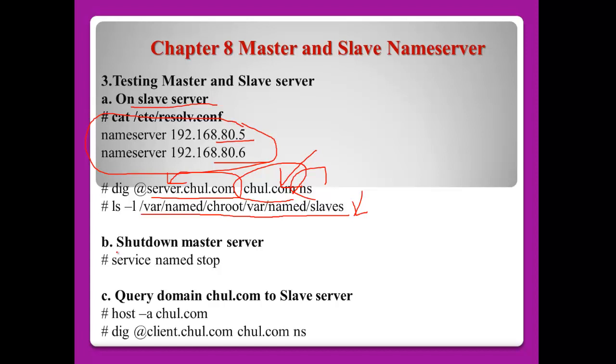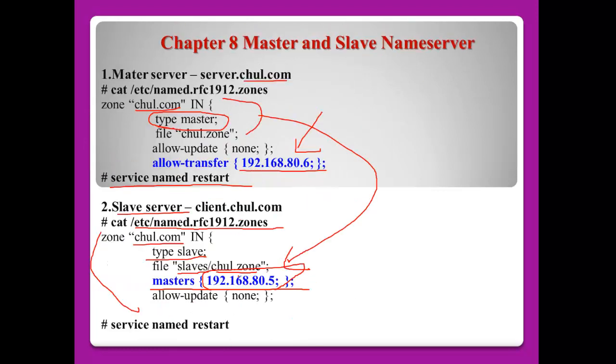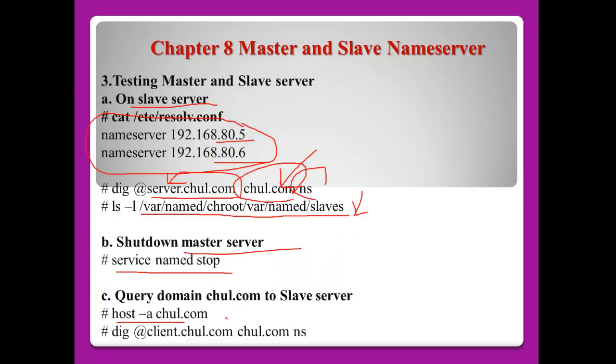For testing, shut down the master name server with service named stop, like this. After that, run host -a char.com on the slave name server. Then the slave name server will answer the query, especially from the file, this one, the slave char.zone file. You can also test like this: dig @client char.com, and then this client name server will reply to the query.